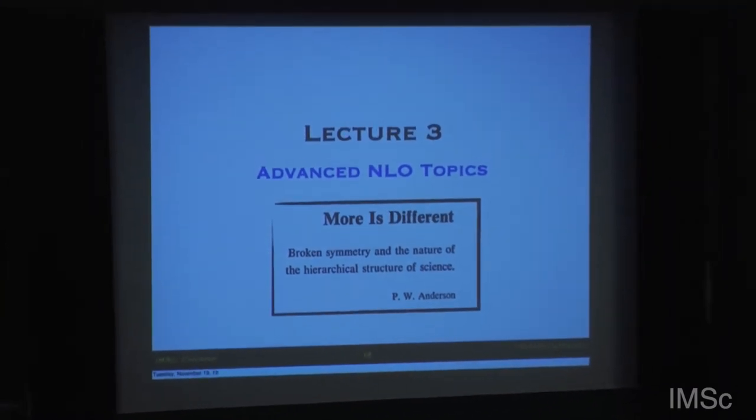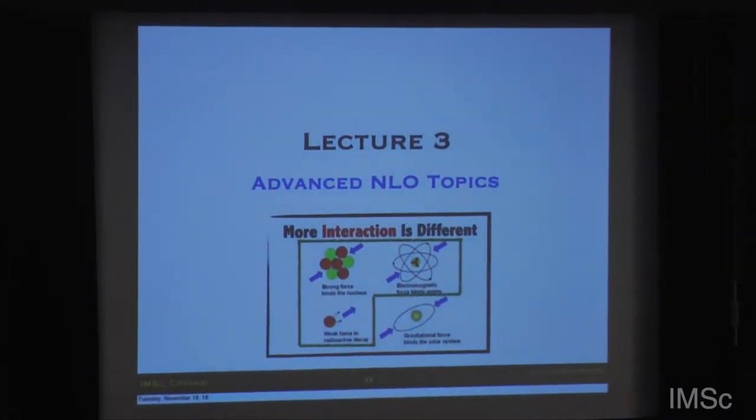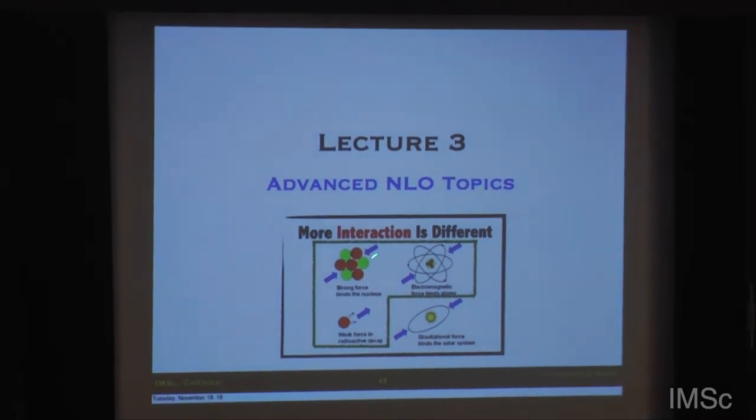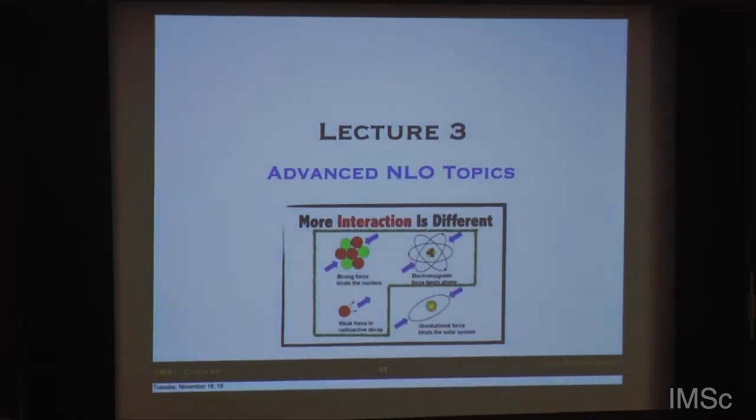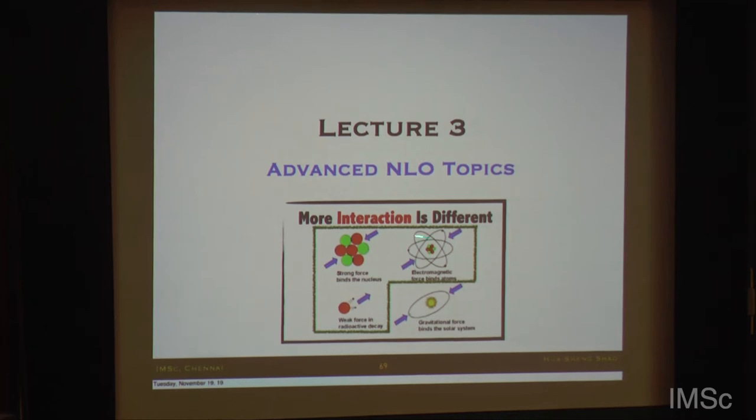So I would like to emphasize this quote, by Peter Anderson: more is different. So why is more different? The first one, I would like to say, is that more interaction is different, okay? All the previous talks were in principle about one coupling or one interaction, right? QCD interaction, for example. And right now, what happens if I have more, if I have QCD and electroweak interactions at the same time, okay?